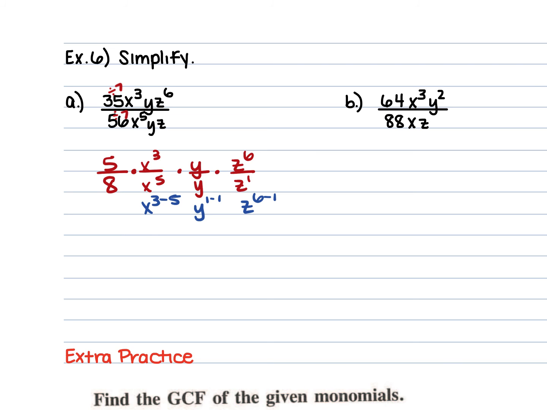This is going to leave us with x to the negative 2, y to the 0, and z to the fifth power. That y to the 0 is going to cancel out because it's just going to be a 1. That x to the negative 2 goes underneath. That z to the fifth power stays up top. So we're going to have 5z to the fifth power over 8x squared.